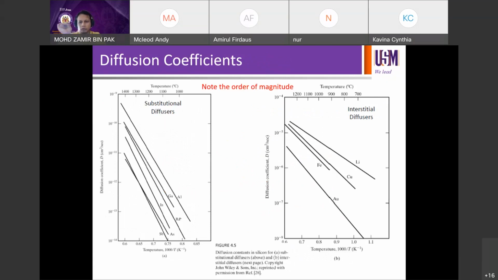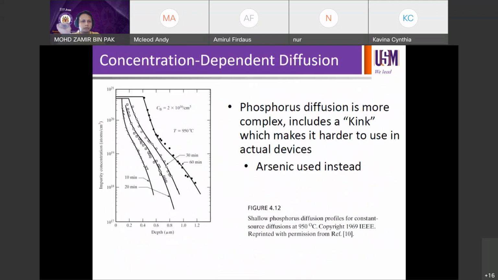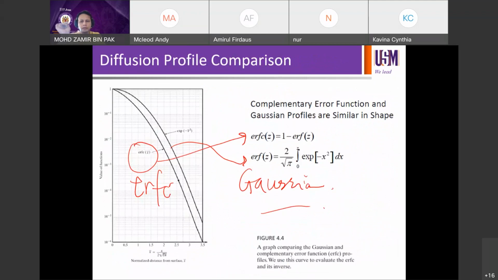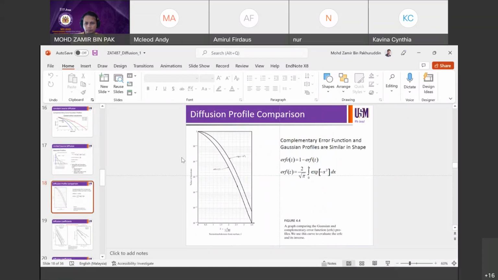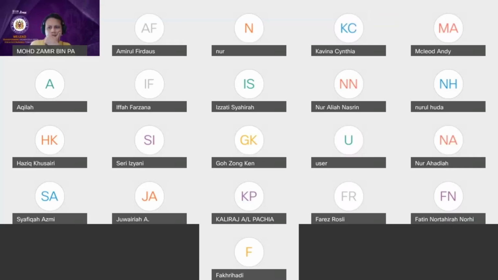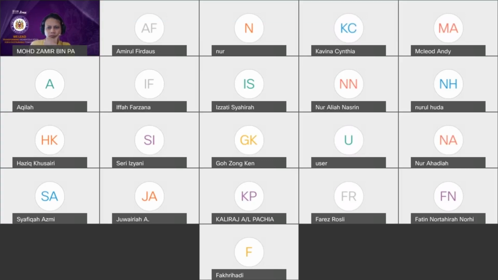Okay, let's just stop here for a while. Then we'll try to finish the doping today. Okay, so any questions so far? Let's talk for about 10 minutes. Ada soalan so far? Is it okay? Is it clear so far? Okay ke? Paham ke?